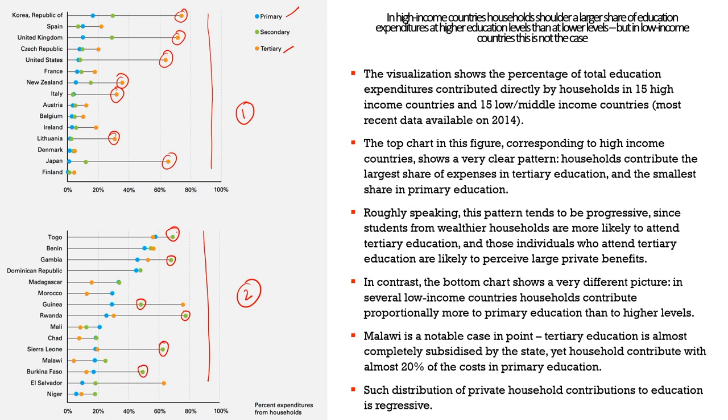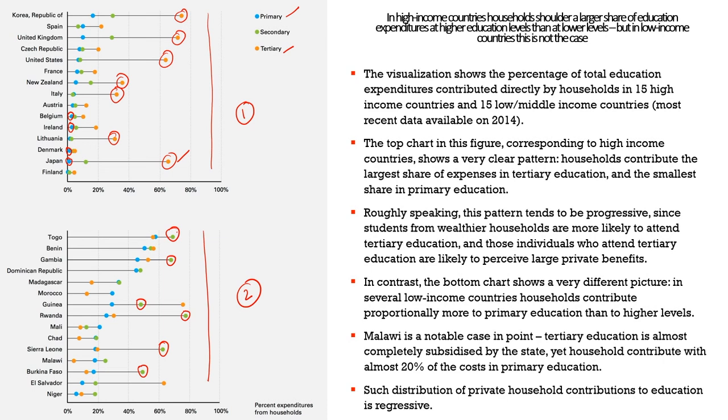I have explained these figures in this slide. The visualization shows the percentage of total education expenditures that are contributed directly by households in 15 high income countries and low income countries. The top chart in this figure corresponds to high income countries, and it shows a very clear pattern that households contribute the largest share of expenses in higher education or tertiary education and the smallest share in primary education. So, if you look at the blues here, they are spending very little on primary education, but they tend to be spending very high on higher education.